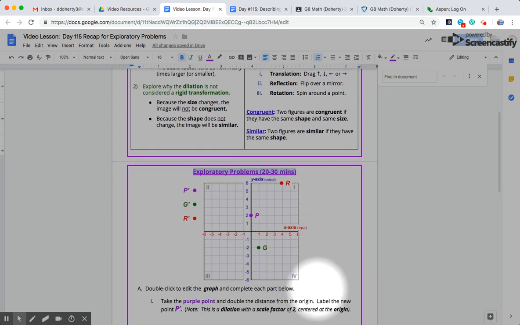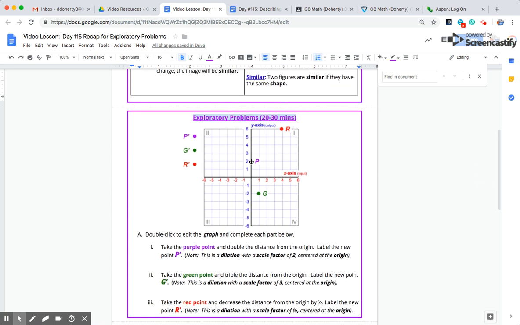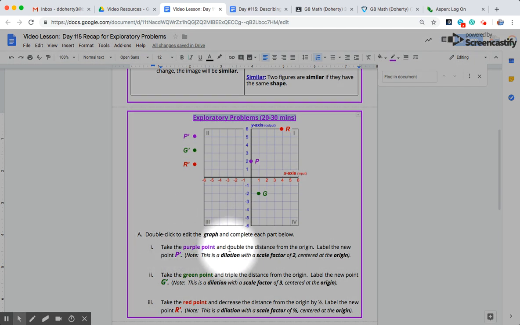For your exploratory problems today, you were asked first to take some points and you were just going to dilate a point. That means change the distance of that point. In this case, all of the points, we're going to change the distance from the origin. So you and your partner were asked to take the purple point and double the distance from the origin. Again, I'm going to read through that: take the purple point and double the distance from the origin. That's the same thing as saying do a dilation with a scale factor of 2.